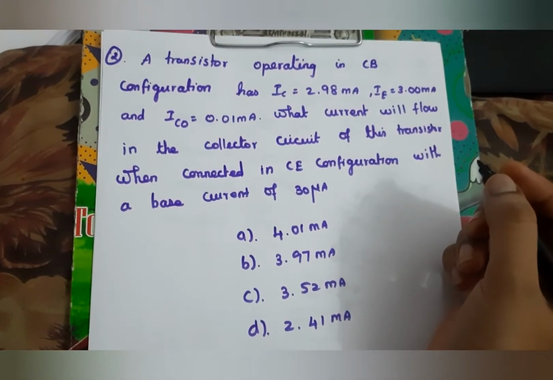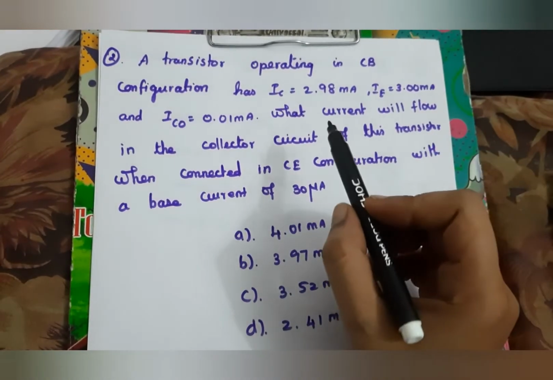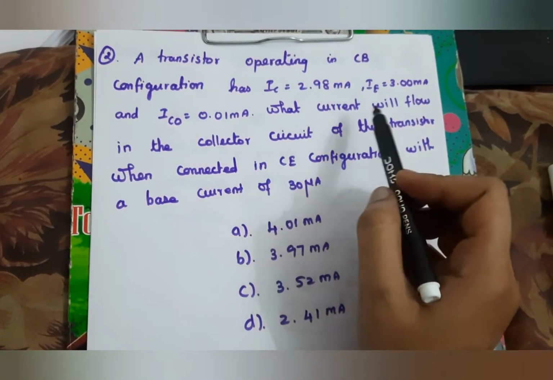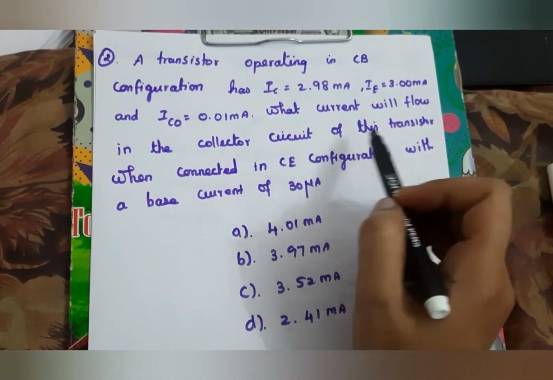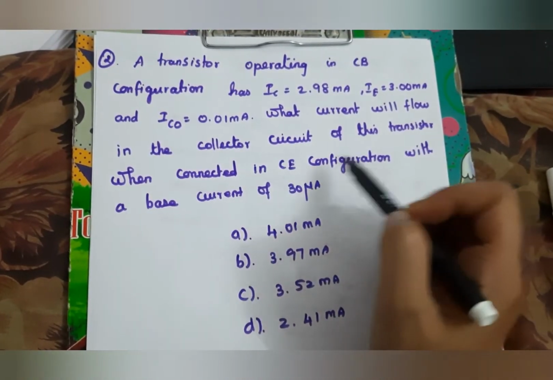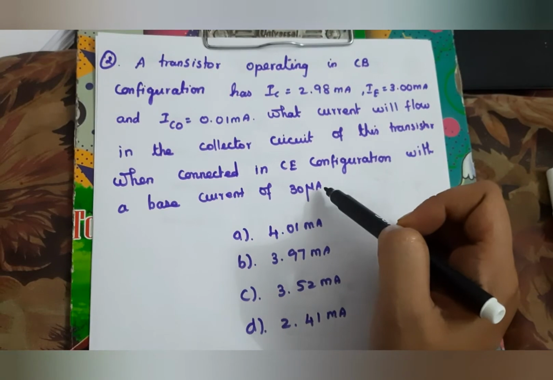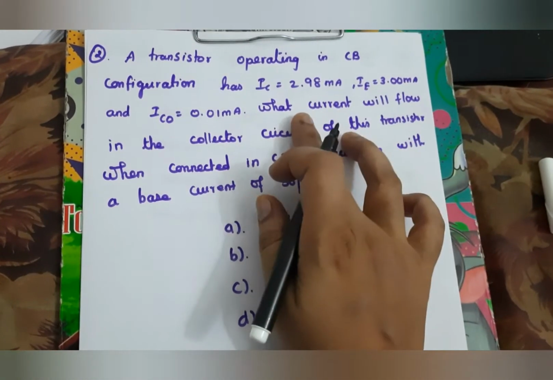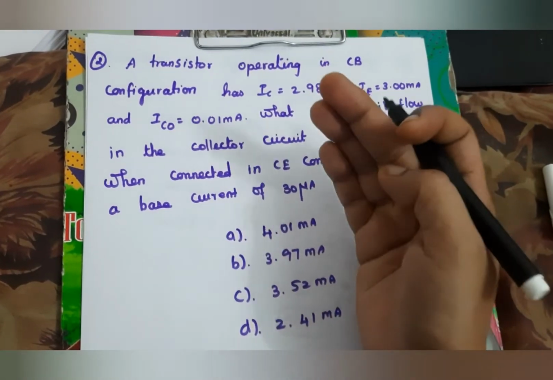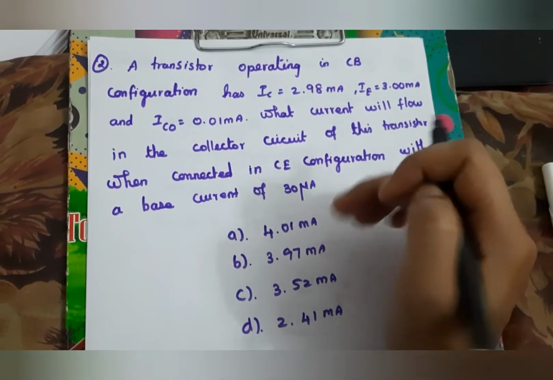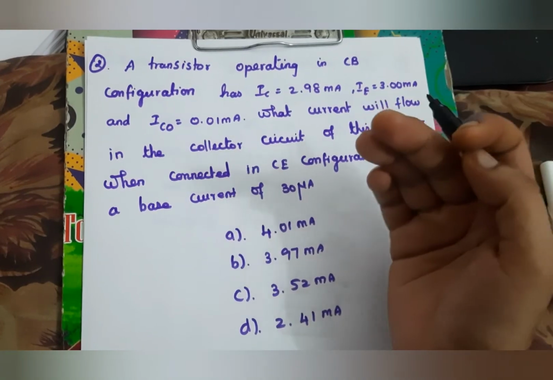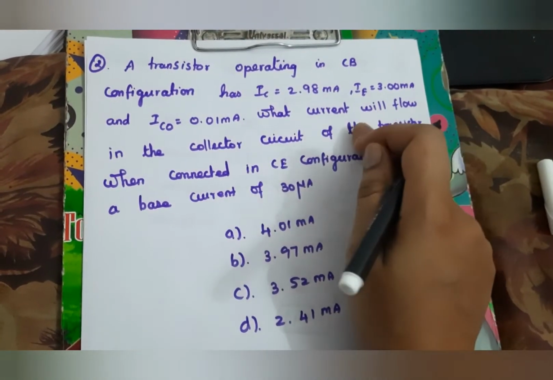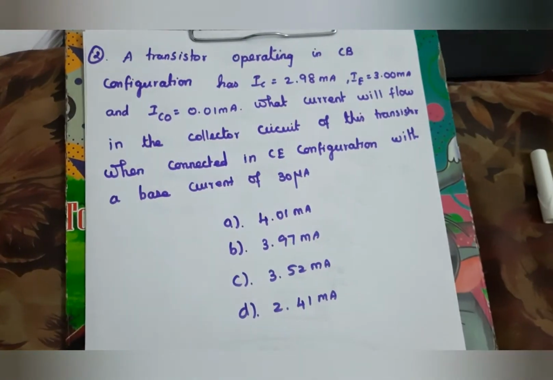Second question, a transistor operating in CB configuration has IE value and ICO value. What current will flow in the collector circuit of this transistor when connected in CE configuration with a base current of 30 microamps? So first we have to find alpha from this CB configuration, and from that alpha we have to find beta for CE configuration. After finding beta, using this base current, we have to find the collector current. So first, these are the steps.